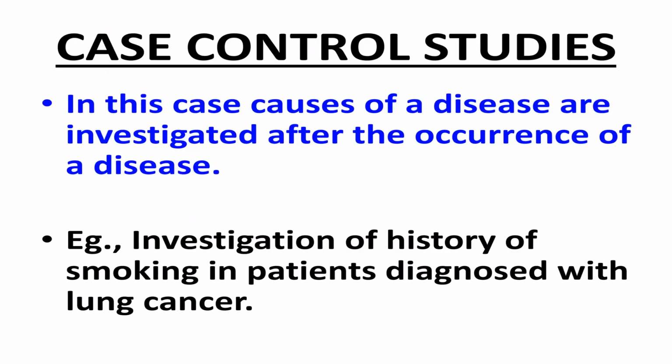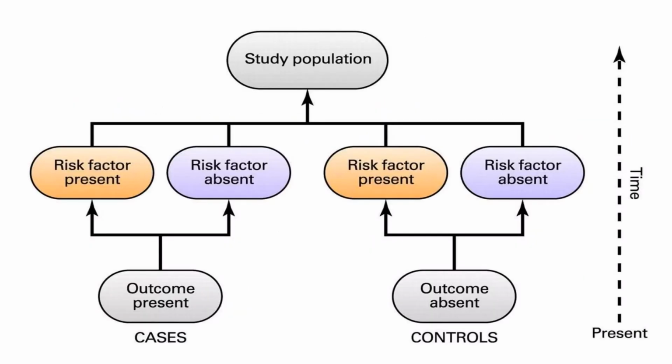In case control studies, the causes of disease are investigated, mainly the occurrence of the disease. Mainly we see a patient with lung cancer, and we analyze whether the patient has the habit of smoking. Here we determine the study population. In the study population, we analyze whether the risk factor is present, that is a cause is present, or the cause is absent. Then, whether the cause is present or absent, we see the outcome.